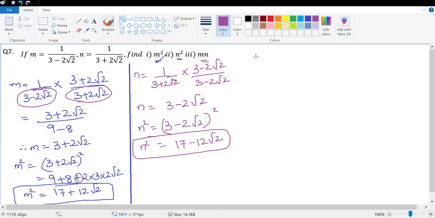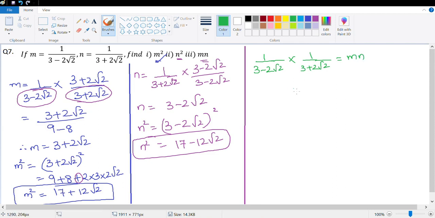So I could either multiply m and n, which I have rationalized, or I could go back to the original term of what I have. So let's start with the original one, because I noticed that these are rationalizing factors of each other in the denominator. So this is m into n. The numerator is 1 and the denominator is 9 minus 8, which is equal to 1. So the third term, mn, is 1. Simple question, but required a lot of working.